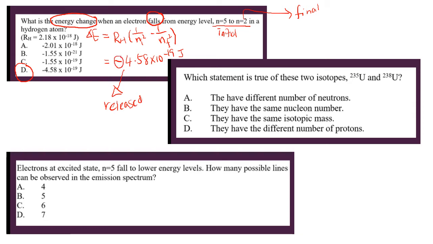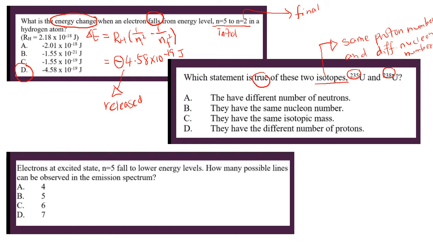Next question, which statement about these two isotopes is true? Since it is already mentioned they are isotopes, we understand the definition of isotopes is that one of the characteristics is they have the same proton number, and they will have different nucleon number, as shown in the question.